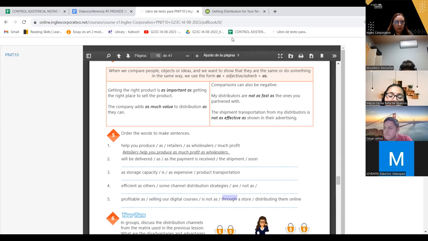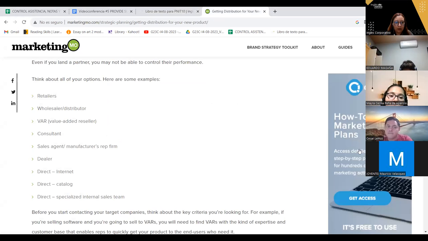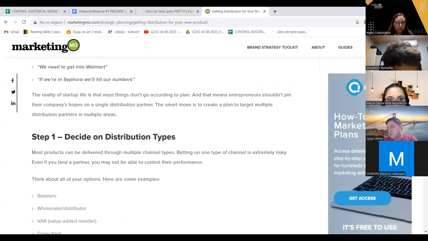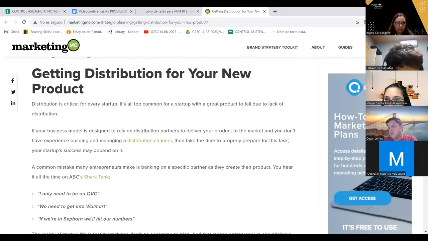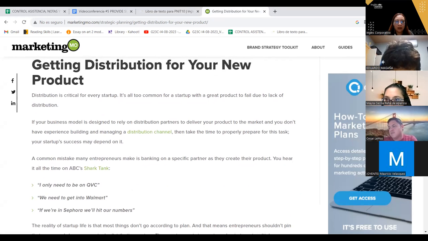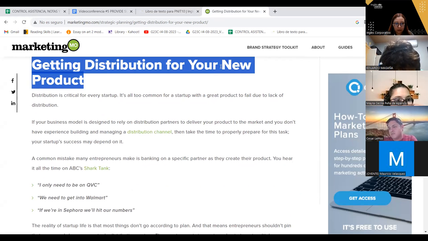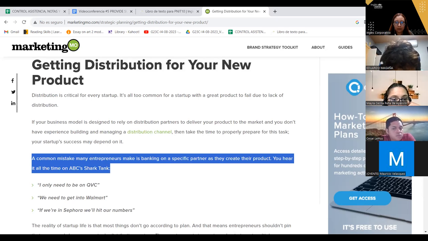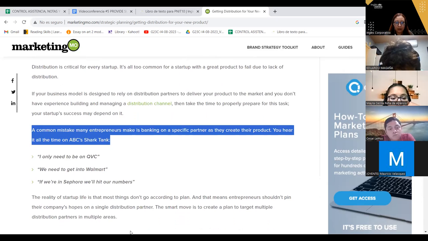So guys, before we go, we have some little reading to do here, okay? I'm going to share this. Let me know if you can see this page for your reading section. We're just going to read a little portion of this. Getting distribution for your new product. I need two people. One person is going to read this part, and then the other person will read this and examples in here until the end.